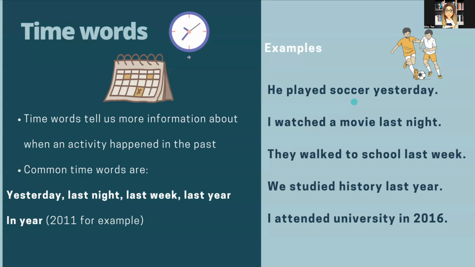He played soccer yesterday. The time word is yesterday. And we are in simple past form to show that. I watched a movie last night. Watched is in simple past, and this is our time word, last night. They walked to school last week. Walked is in our simple past form, and last week is our time word. We studied history last year. Studied is in the past simple form, and last year is our time word.